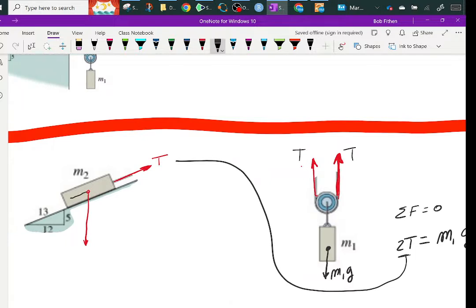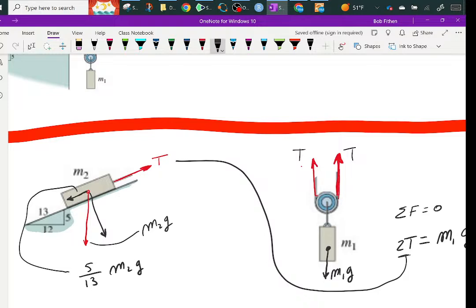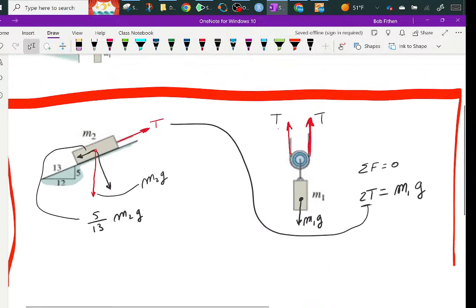If there's no movement, that means this is the case, and we can just do this. Now, hang on. You got a component this way. You got a component this way. Now, this component this way is going to be 5/13 of this value, which is M2G, and therefore, let's also put a force on it. I'm going to hold it with this force here. So I'm holding this force.